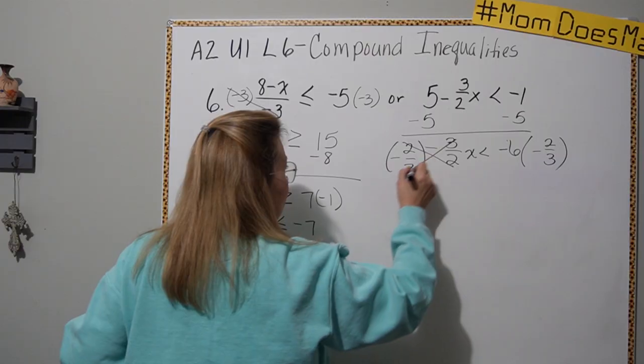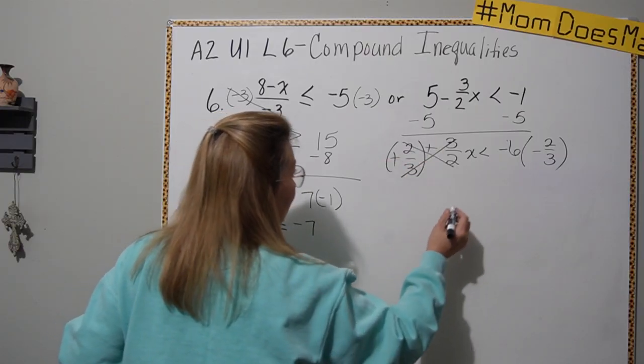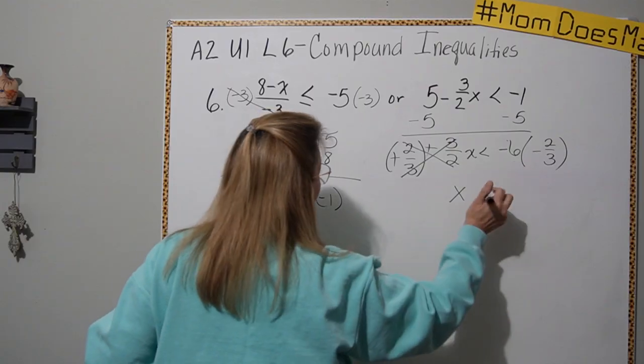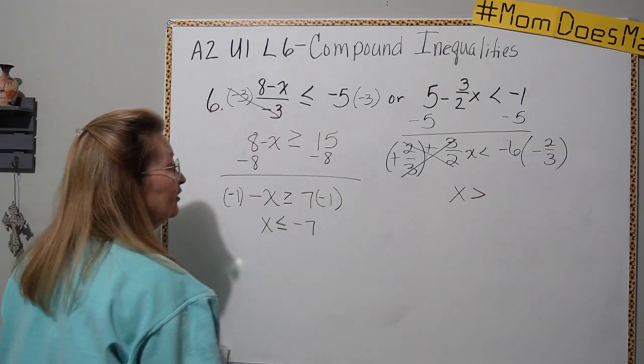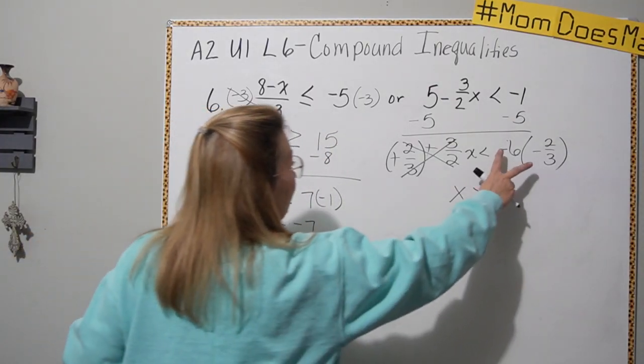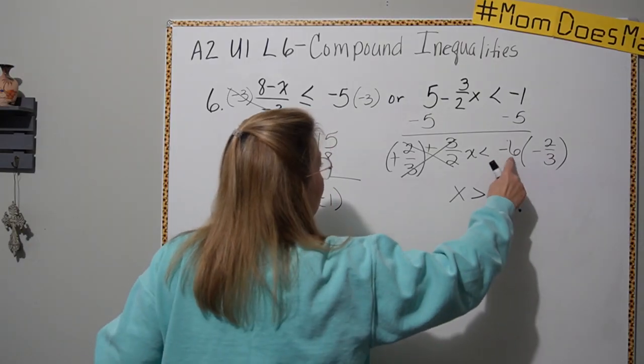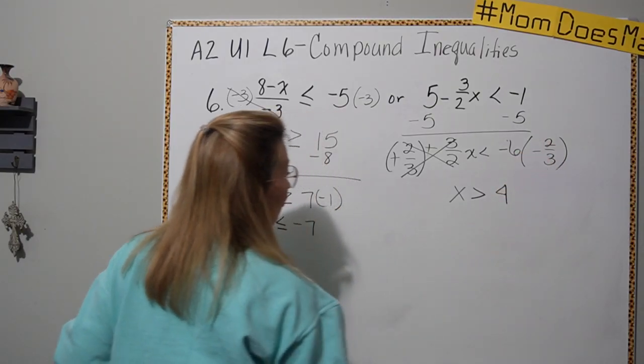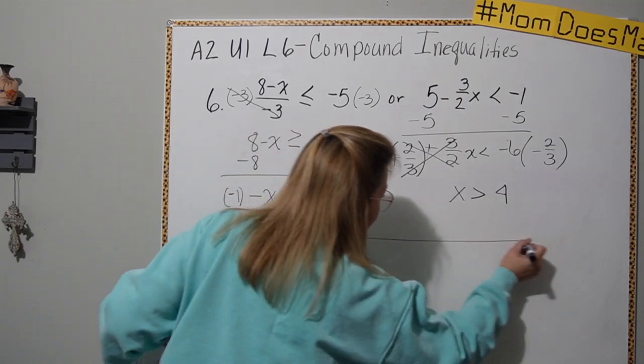All of this cancels out, including the negative, so now I just have x. Now since you multiplied by a negative number, you've got to remember to flip that sign. Okay? Negative times negative is positive. 6 times 2 is 12. 12 divided by 3 is 4. All right, now let's graph it.